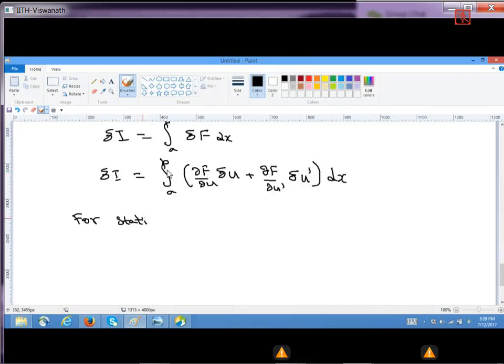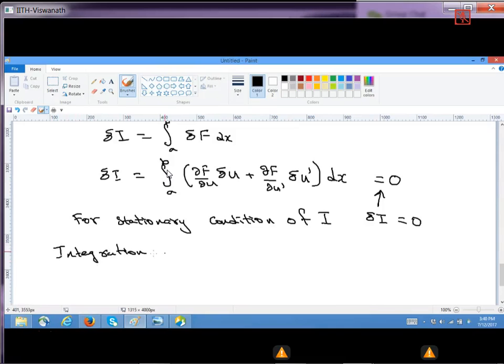Now we know that for the stationary condition of I, delta I has to be equal to 0. That means this value equals 0. Now this is on I, but we want the condition in terms of f. To do that, I will introduce something which you all might have seen: integration by parts. If you don't know integration by parts, it is very simple.